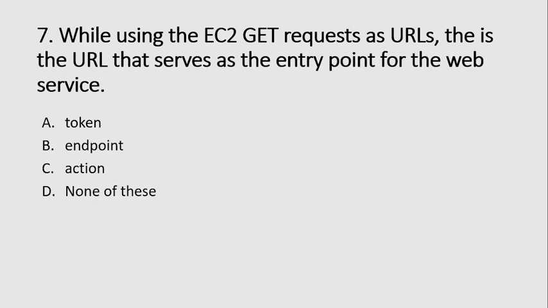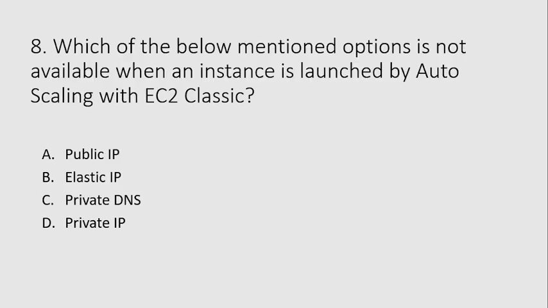Which of the below mentioned options is not available when an instance is launched by auto-scaling with EC2 Classic? So the options are public IP, elastic IP, private DNS, private IP. Answer is B. Auto-scaling supports both EC2 Classic and EC2 VPC. When an instance is launched as a part of EC2 Classic, it will have the public IP and DNS as well as the private IP and DNS.